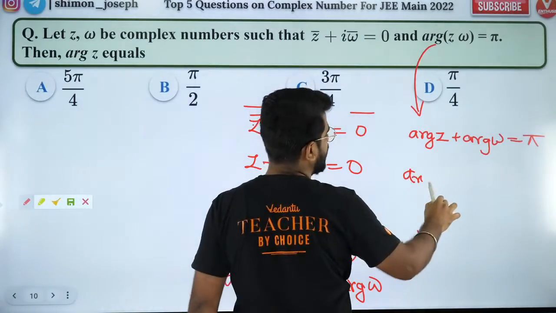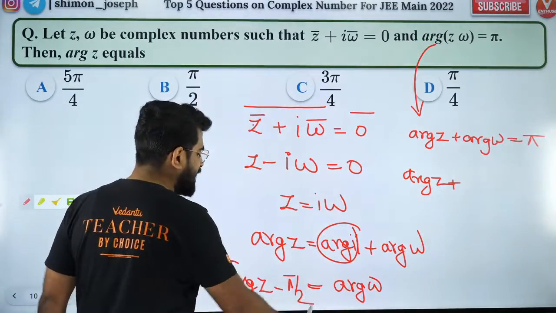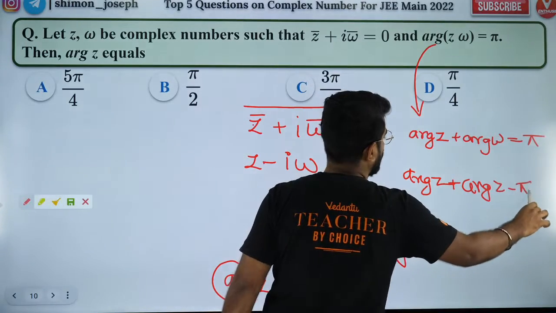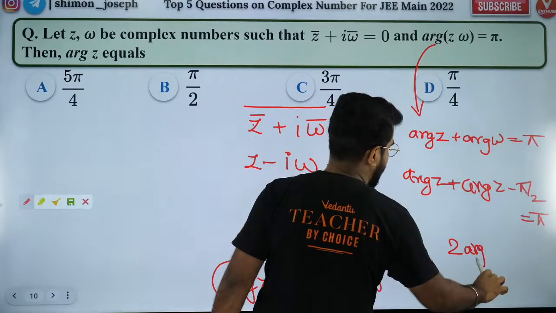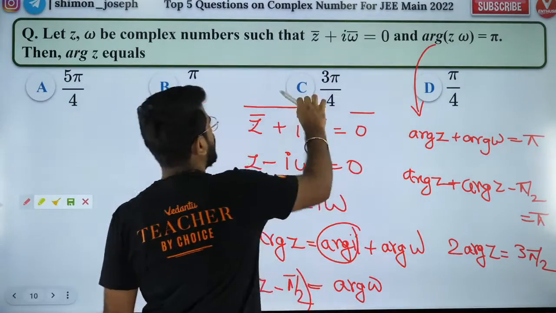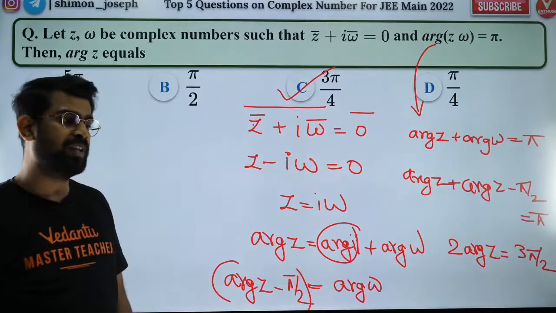So you'll get argument of z plus argument of omega is what? Argument of omega is argument of z minus pi by 2. So argument of z minus pi by 2 is equal to pi. So I'll have twice argument of z is equal to 3 pi by 2. So argument of z is equal to 3 pi by 4. That is your answer. Are you all happy with it?